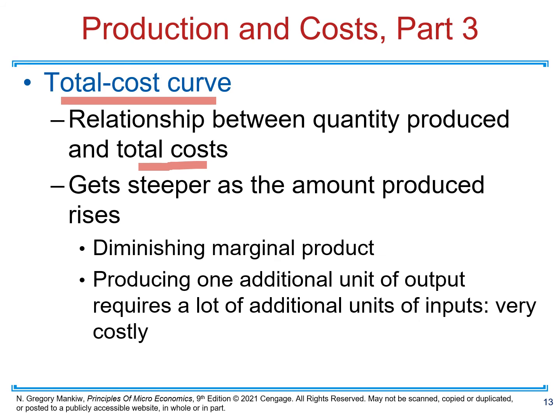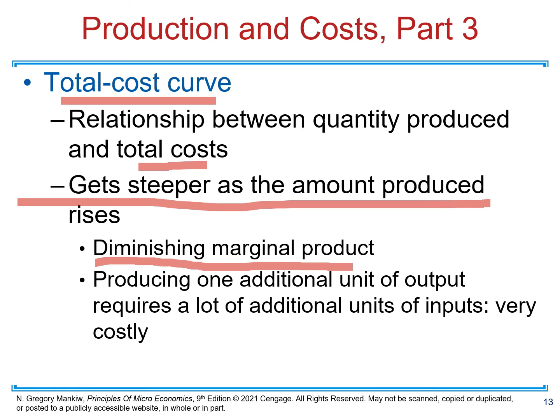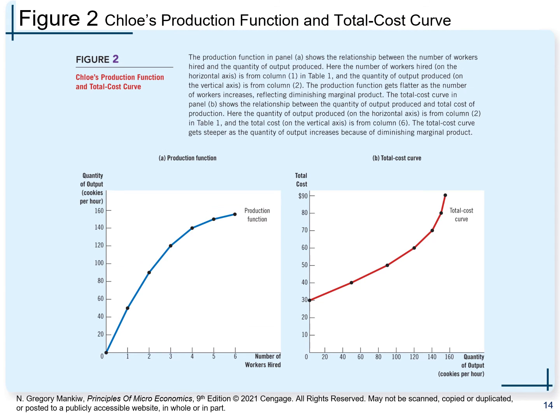And this one is going to be different. It gets steeper and steeper as the amount of output rises. Here we have it because of diminishing marginal product. Because of that, it gets steeper and steeper. Which means producing an extra or additional unit of output requires a lot of additional units of inputs, which is very costly. Okay, let's look at the graph here.